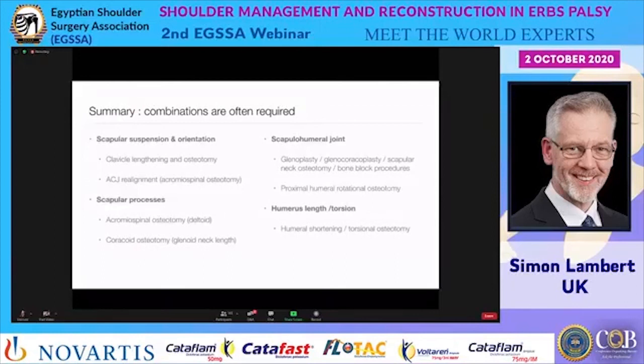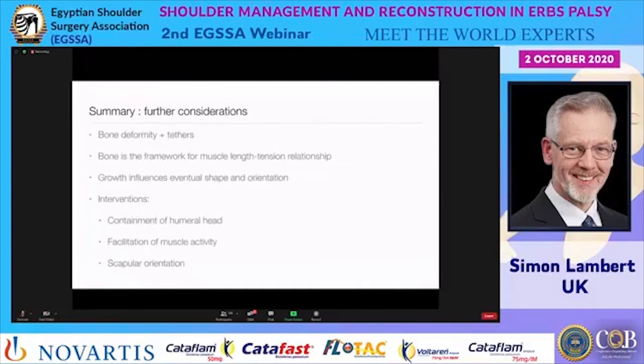We've then got a range of options for treating the displacing and displaced humeral head, including glenoplasty, that is reorientation of the glenoid fossa, or glenocoracoplasty, that's reorientation of the entire lateral angle of the scapula, including the coracoid base. Scapular neck osteotomy, which is even more challenging, where you're reorientating not just the alignment, but also the rotation of the lateral scapula. And then various bone block procedures, which, as I've explained, are things that I have learned to not rely upon. That can be done in the later child with additional proximal humeral rotation osteotomy, but we have to beware of the effect of growth.